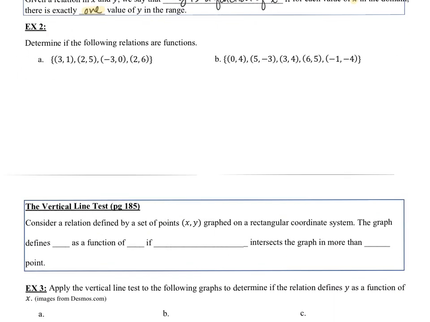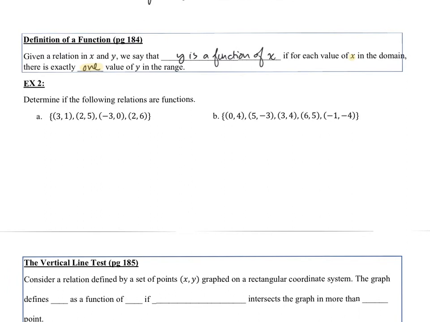So for example two, we're going to determine if the following relations are functions. And how will we do that? Well, I want to try and see if it fits this definition. And the definition says each x has only one y. So I'm going to put these out in tables to see if I can find an x that has more than one y.